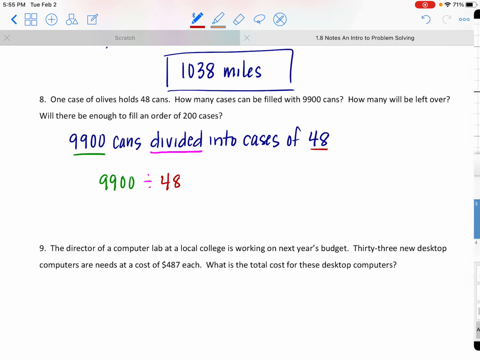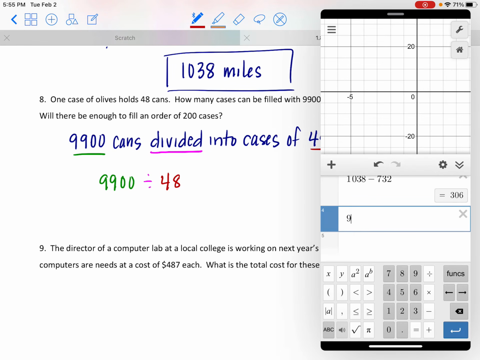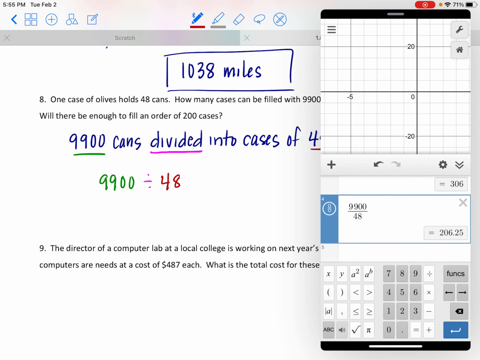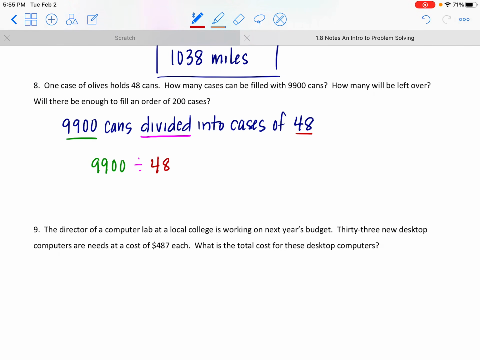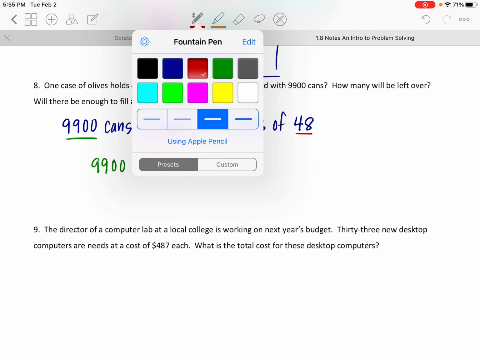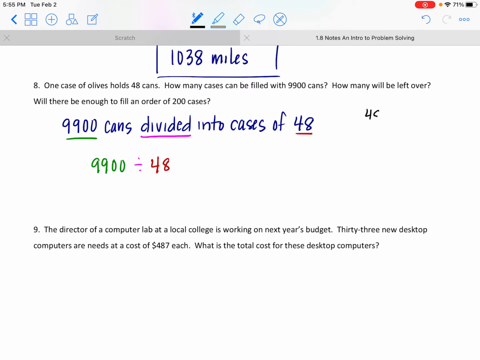And we could see what happens. Is it going to divide evenly? 9,900 divided by 48 does not. So let's go ahead and do the long division here. If we take 48 and we go into 9,900, it's going to go in twice here. 2 times 48 is going to be 96. So that's going to leave us 30. Won't go into 30. So we're going to have 30 left, and then 300.